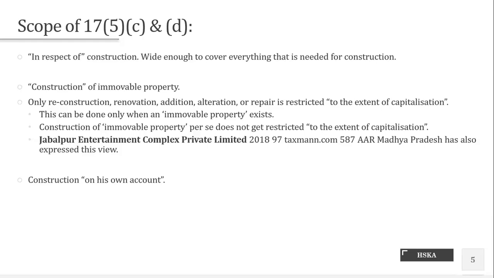Now, this view was also accepted in the Jabalpur Entertainment Complex Private Limited AAR. Again, it's an AAR, but they have used the same logic, to say original construction itself need not be restricted to the extent of capitalization, as in the ITC gets disallowed whether or not it is capitalized. However, if it is renovation, reconstruction, addition, or repair, then the restriction applies only to the extent of capitalization. Now, the construction should be on his own account, so only then the disallowance happens. If I've taken a subcontract to construct for some other person, then the disallowance does not apply.